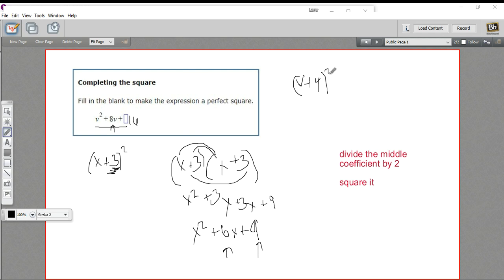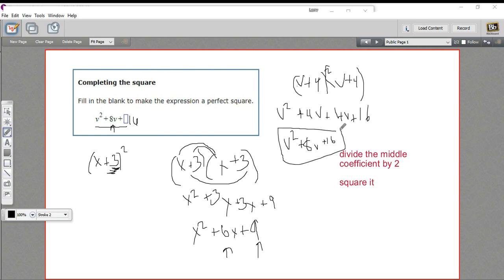Let's double check that. Let's multiply this by itself. So v times v is v squared. V times 4 is 4v. 4 times v is 4v. And 4 times 4 is 16. We combine the like terms. 4v plus 4v is 8v. And we get v squared plus 8v plus 16.